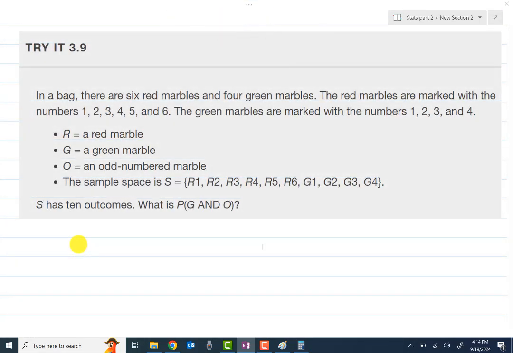All right, this is a try it from your homework or from your textbook. We have 6 red marbles, 4 green marbles. And so they've numbered the red marbles 1 through 6, and they've labeled the green marbles 1 through 4. So what they look at is S has 10 outcomes. What is P of G and O?